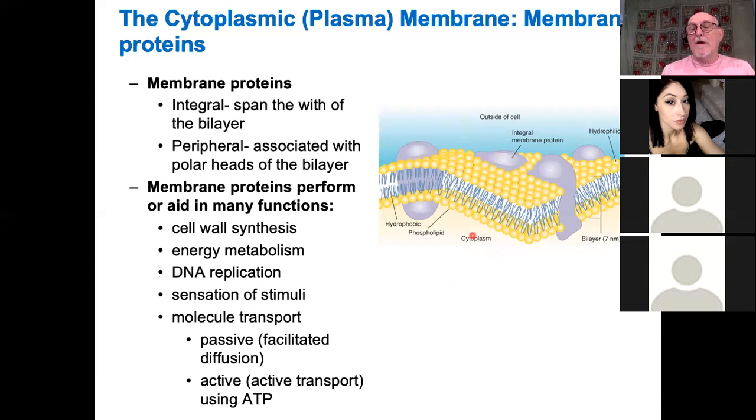Now, there's a particular way of referring to this model. This is called the fluid mosaic model. Fluid mosaic, because this is actually fluid. The membrane itself is a fluid. And it's a mosaic because it is embedded with all of these different proteins. And the proteins move within that fluid. It's not a static thing. It's a dynamic and living part of the cell.